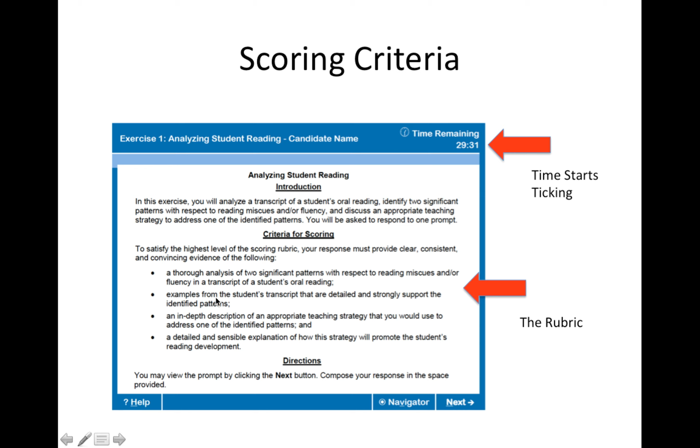Then you are going to have to provide examples from the student's transcript to back that up. Then you're going to do an in-depth description of a teaching strategy that you would use to address one of the patterns. And then you're going to give a detailed and sensible explanation of how this strategy will promote students' reading development. And again, this is a sample. This is either early childhood generalist or literacy. You should be looking at your own, but you should also take comfort in the fact that if you prepare the way that we suggest you prepare, that you will know ahead of time what you have to do. Okay, so that would definitely take away some of the unknowns.